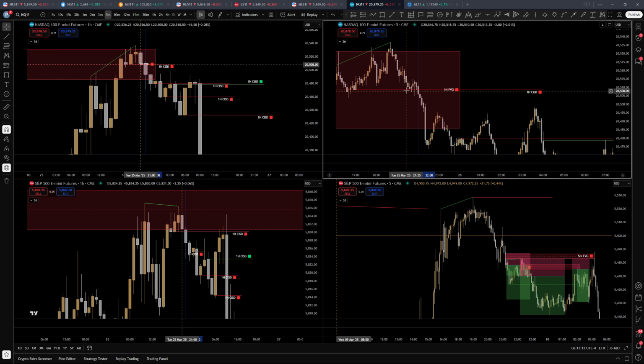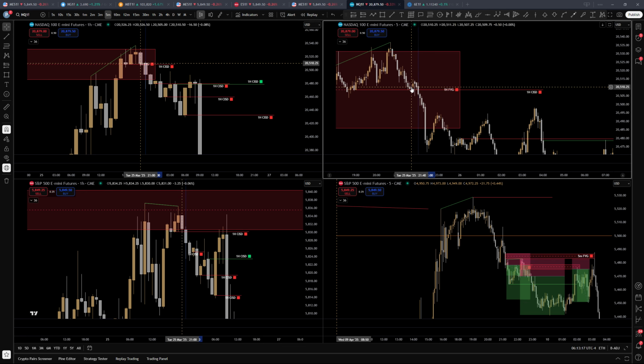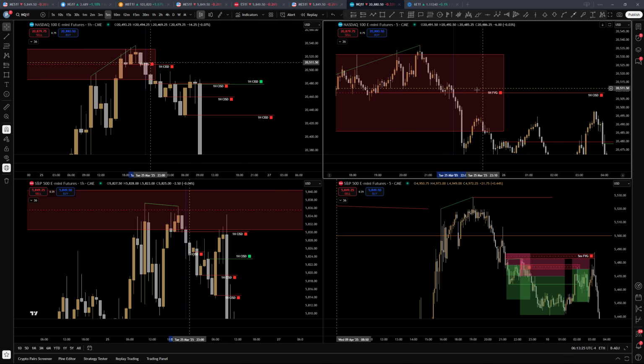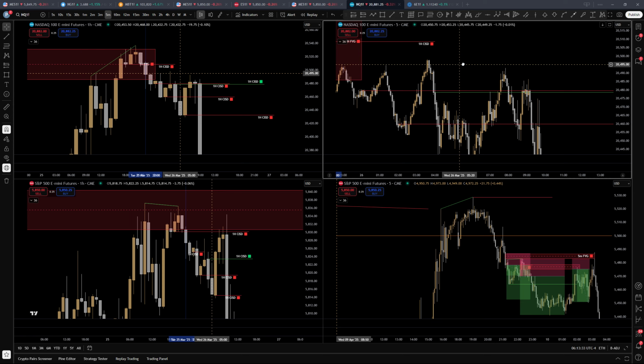So that's also in confluence with the 1 hour change in the state of delivery. But here, look, you've got a 5 minute change in the state of delivery that's in line with the 50% of the fair value gap and the 1 hour change in state of delivery. So you could either enter on this here, and you get a close below on this candle here, I think, and then you get tagged back in and go. There's a lot of potential entries here.